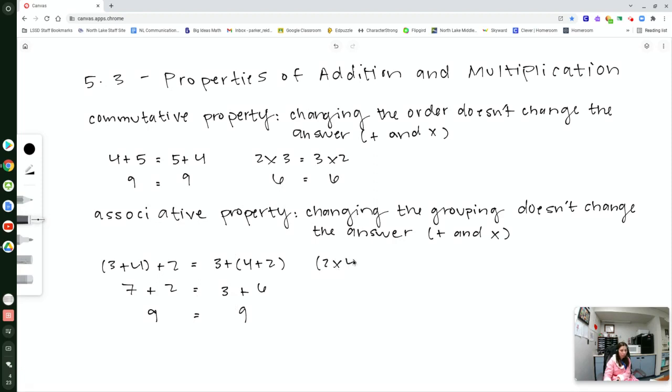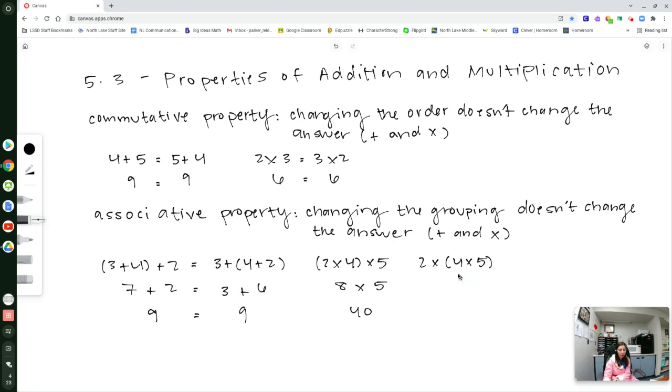If I have (2 times 4) times 5, I would have to evaluate grouping symbols first. 2 times 4 is 8. 8 times 5 is 40. Now let's change the grouping. Let's pick those grouping symbols up, move them over, and put them back down around the 4 and 5 instead. So this time it's 2 times (4 times 5). We shifted those over to be around the 4 times 5.